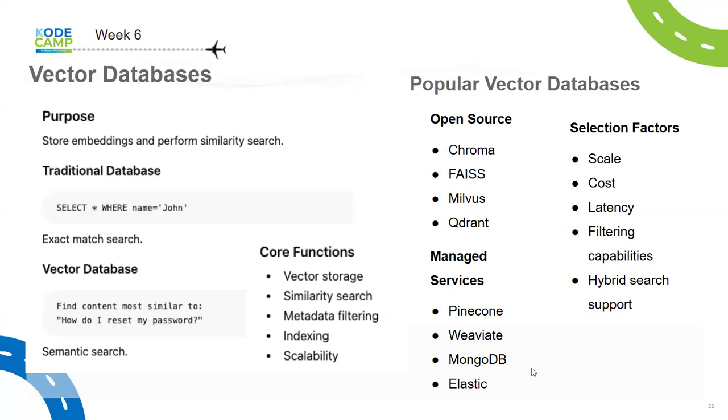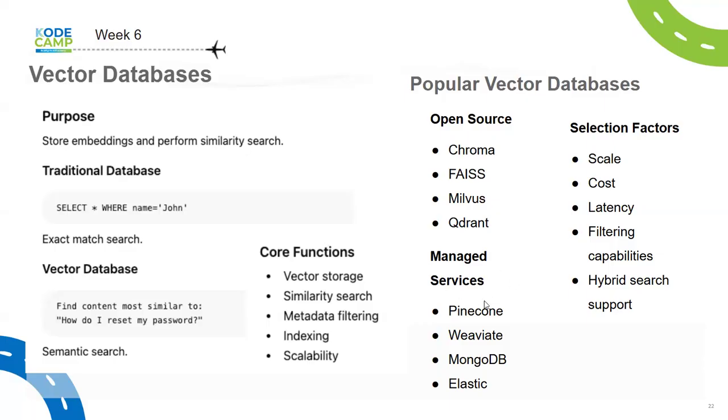So right now, there are a lot of different vector databases available. You have open source that you can download and run on your computer. So you have Chroma, you have FAISS, you have Milvus, Qdrant. We'll try one of them. We'll try Chroma when we are doing our own hands-on.